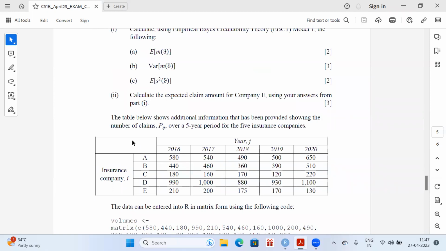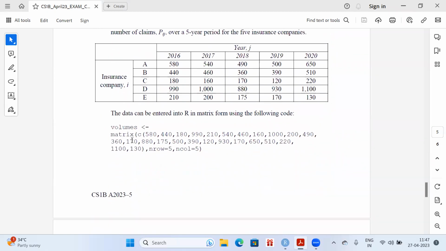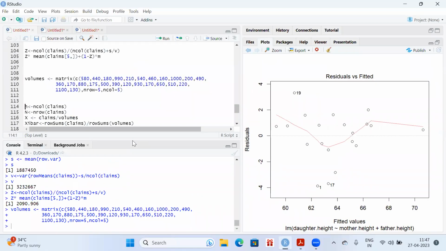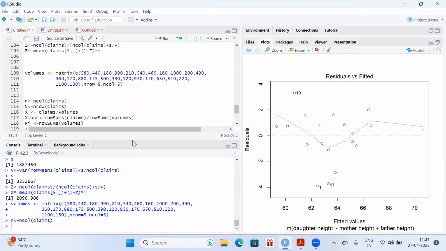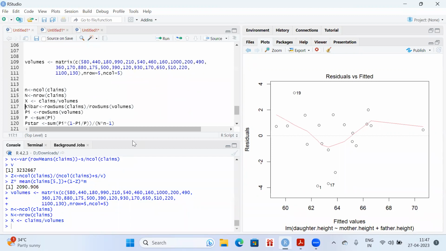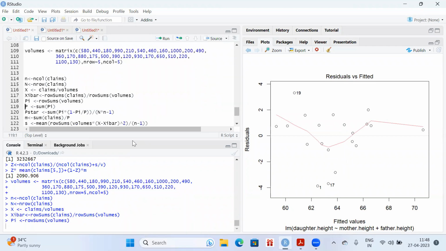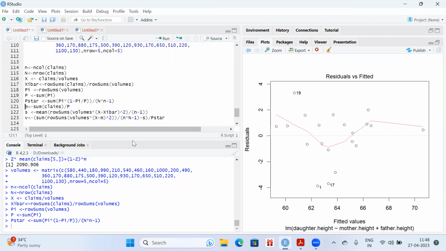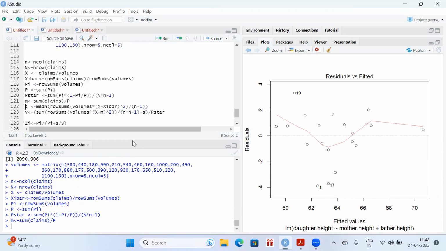Then the table below gives you the volumes, and from these volumes we need to calculate the EBCT model 2 estimate. So again, copying the code, you just have n, which is the number of columns of claims, and capital N is the number of rows of claims. X is claims by volumes. X i bar is the mean of each row: row sums of claims divided by volume sums. P i is row sums of volumes and P is the sum of P i. P star is the sum of P i times 1 minus P i by P, divided by N into n minus 1. This is again given in the tables. M is the expectation of m(theta), sum of claims by P. And s is the mean of the rows.